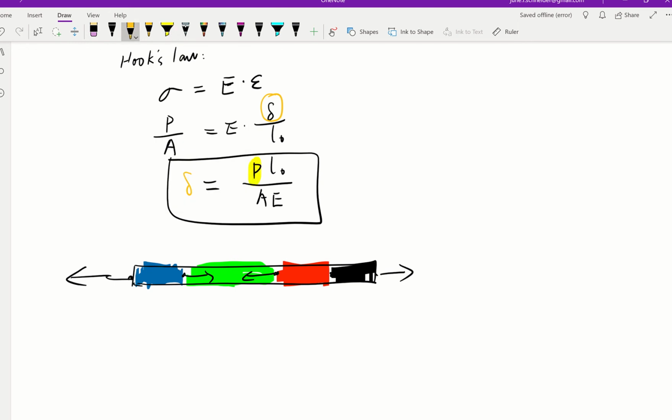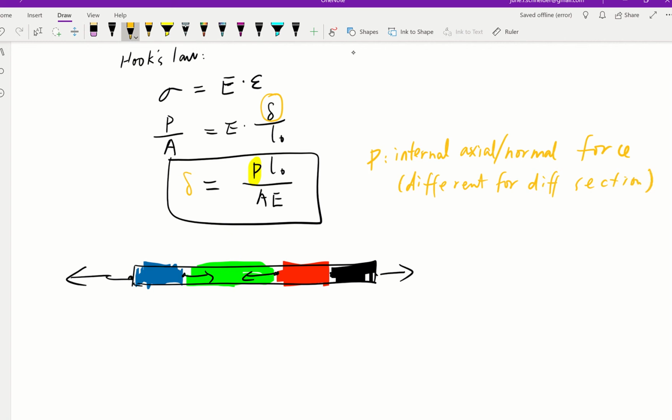So make a note. P here is going to be the internal axial force. Here axial is basically your normal, internal normal force. It's actually different for different sections. So that's going to be our internal force.